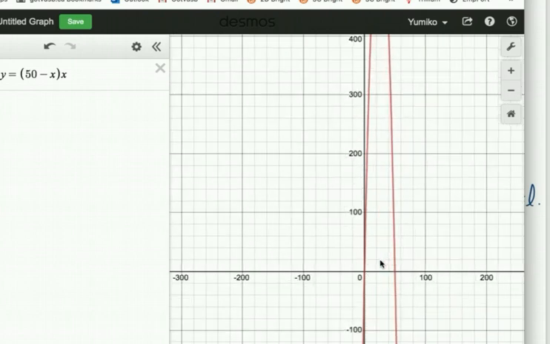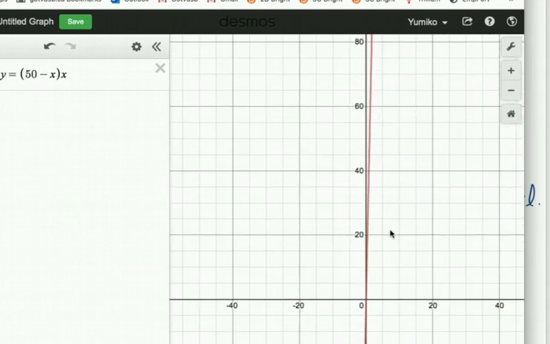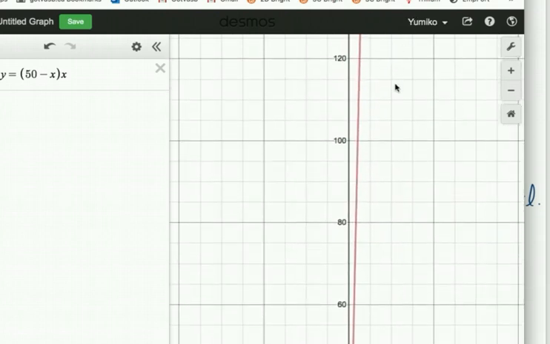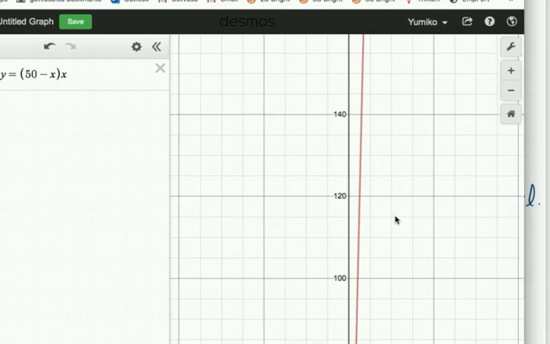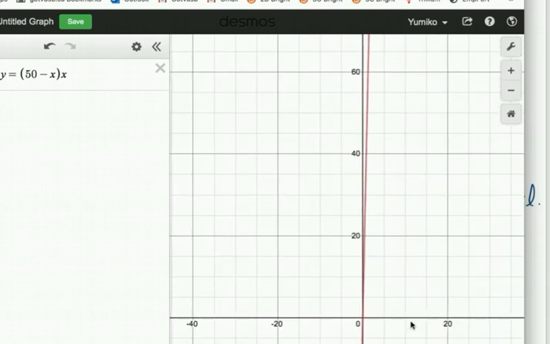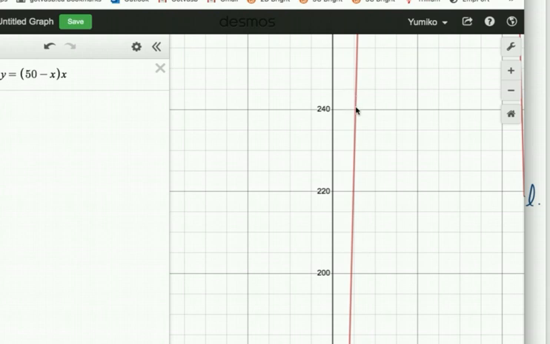So if we zoom in here, we're looking at, for example, if you have 0 width, you have 0 area. If you have, let's see, a nice number here. So let's say if we have a width of about 5 here, we have an area of about 240, okay?